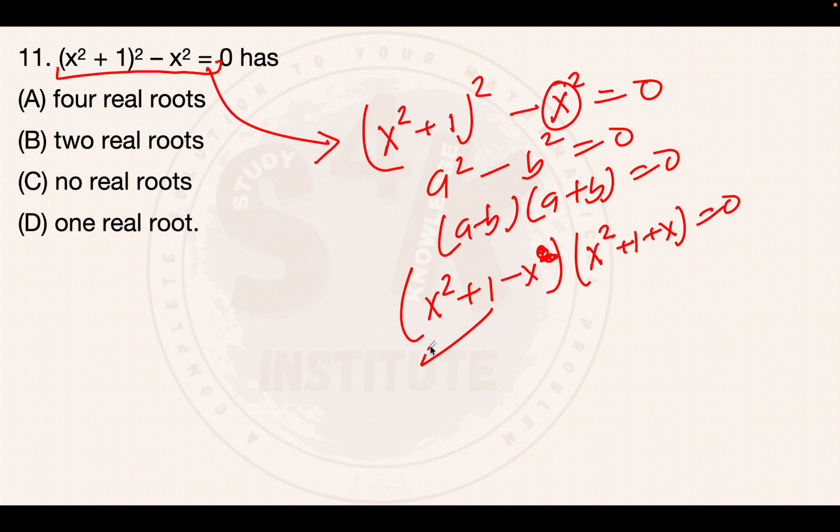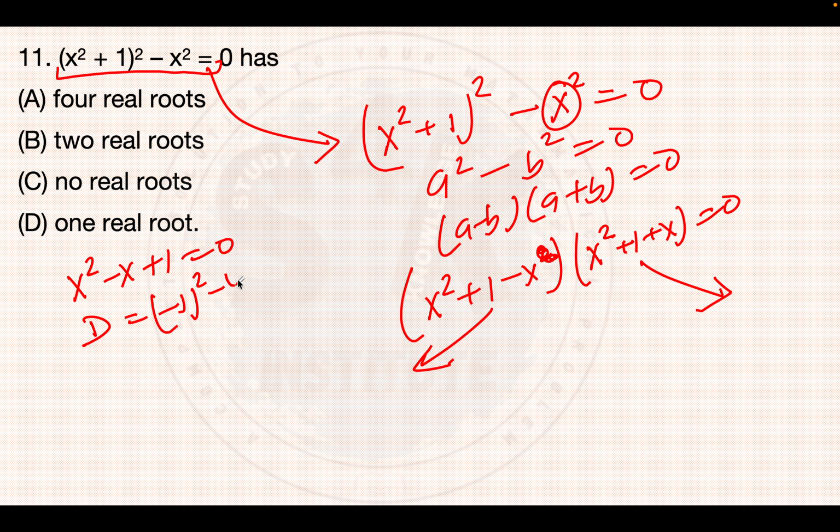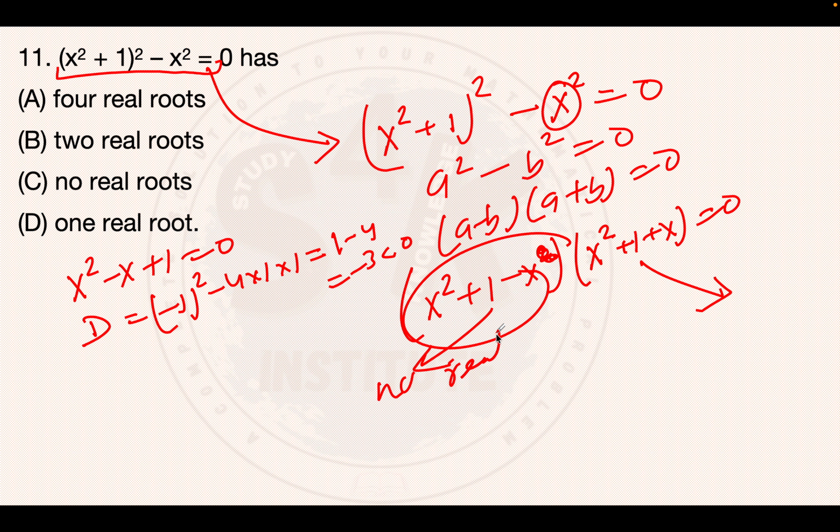Now we need to see this independently, and now we need to see this independently, because these are in product form. So x square minus x plus 1 is equal to 0. So we need to check the discriminant, right? So discriminant is minus 1 square minus 4 into 1 into 1, that comes out to be 1 minus 4, that is minus 3, that is less than 0. So this is giving you no real roots.